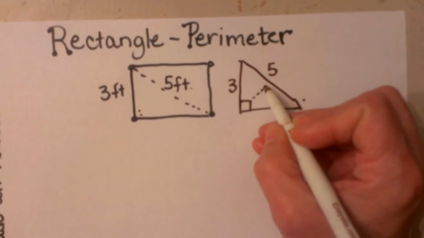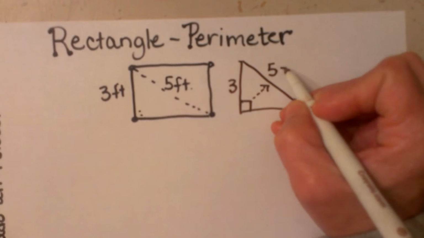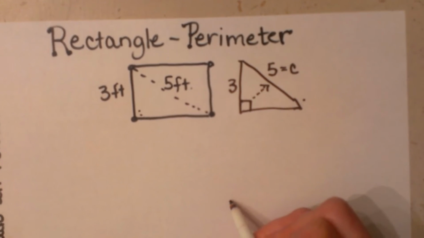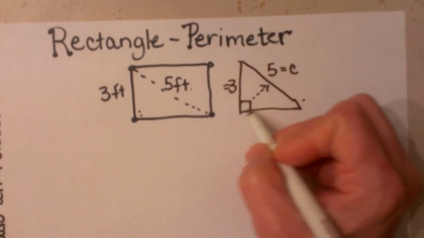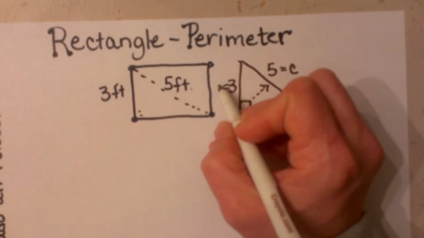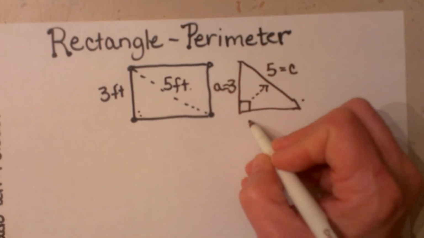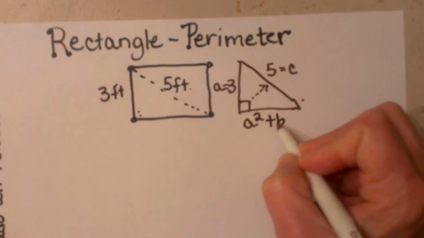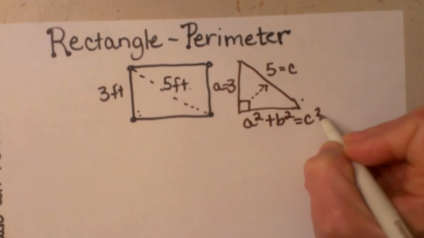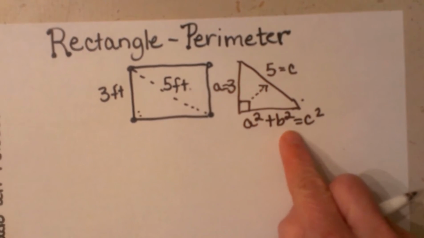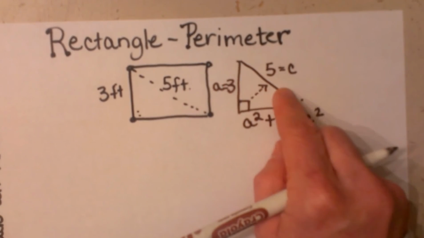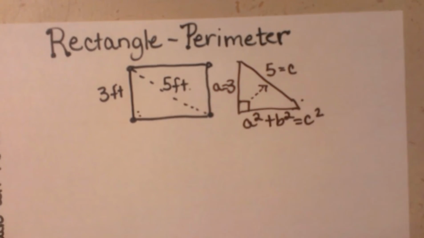But what we've created is a right triangle where we know the hypotenuse, or C, is 5, and one of the legs of our right triangle is 3, and I'm going to call that A. And if you recall, we used this formula called the Pythagorean theorem to figure out the missing side. So I'm going to write down a squared plus b squared equals c squared, where c is my hypotenuse and a and b are my 2 legs.